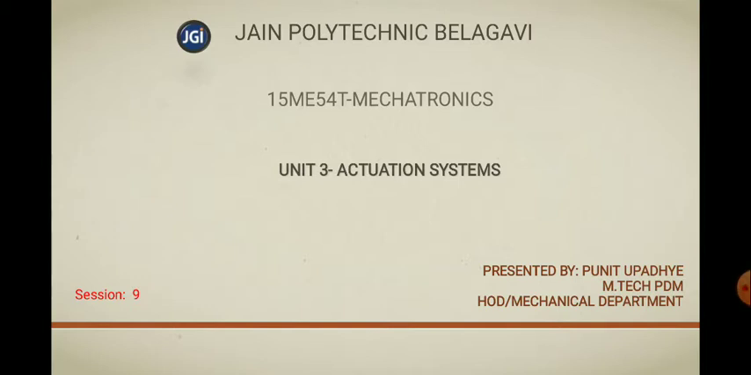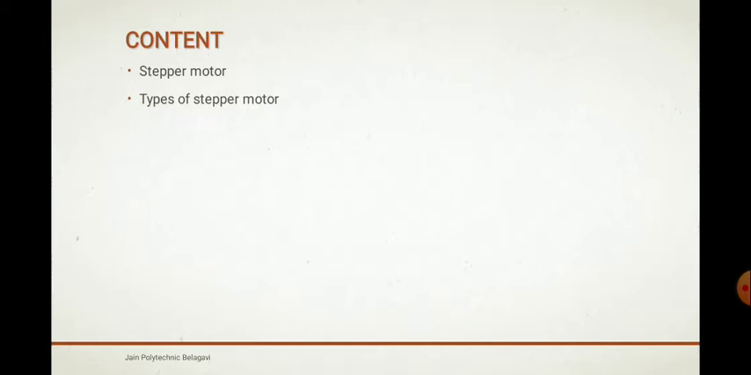So before beginning the next session, let us discuss the previous session. What was discussed in the previous session? First, the stepper motor and the types of stepper motor. So what is a stepper motor? The stepper motor is also known as a step motor or stepping motor. It is a brushless DC electrical motor that divides the full rotation into a number of equal steps. Basically, the types of stepper motors are the permanent magnet stepper motor, the variable reluctance stepper motor, and the hybrid synchronous motor. These are the types of the stepper motor.